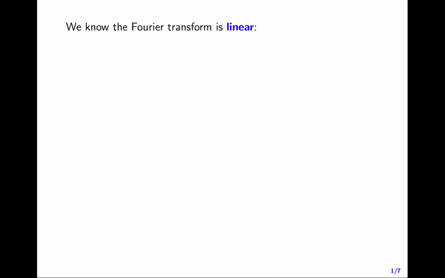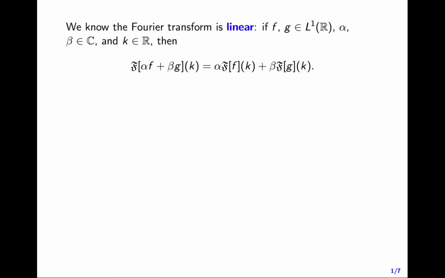We now know that the Fourier transform is linear in the following sense. If you have functions f and g in L1, and scalars alpha and beta in the complex plane, and if you take a real number k, then the Fourier transform of alpha f plus beta g evaluated at k is alpha times the Fourier transform of f at k plus beta times the Fourier transform of g at k.